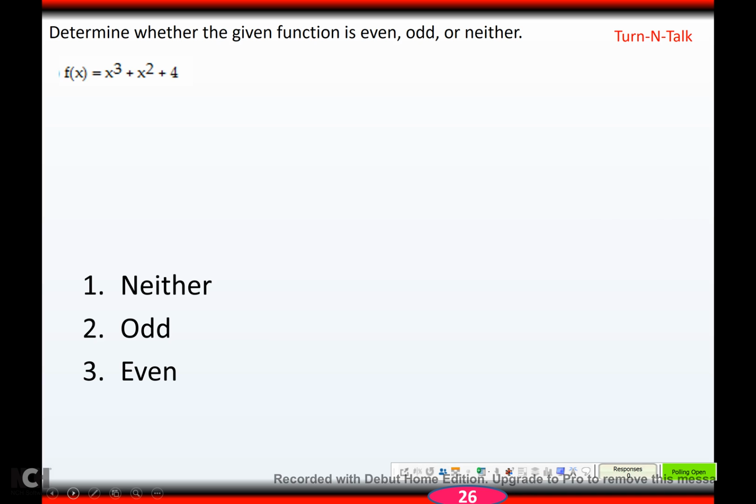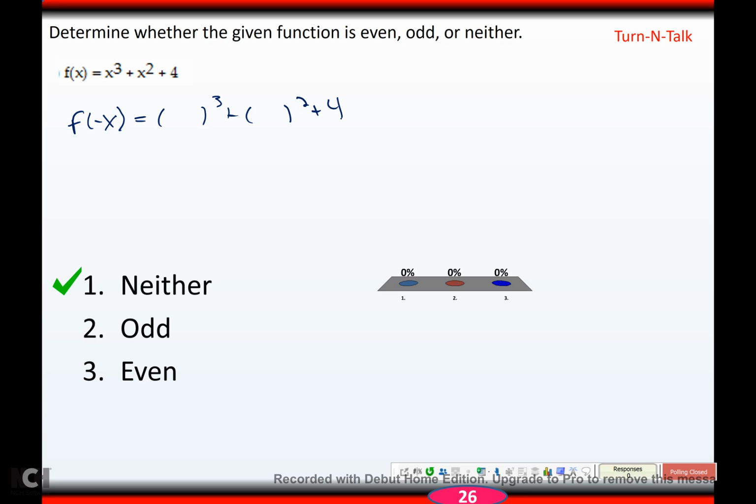Alright, try this one, hit pause, come back. Hopefully you got neither. Algebraically, if I find f of negative x, I get x cubed plus x squared plus 4. But I'm going to plug in a negative x. And now let me see if we can do a little shortcut instead of writing all this out. You're going to have 3 copies of a negative multiplied together. If you have an odd number of negatives, then I promise it will come out negative.